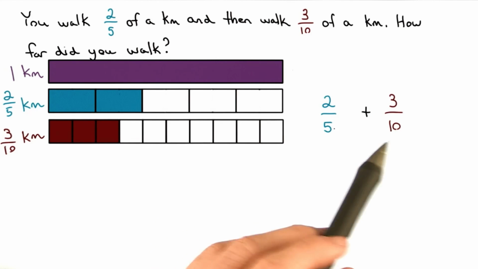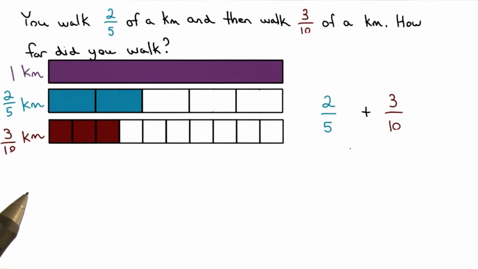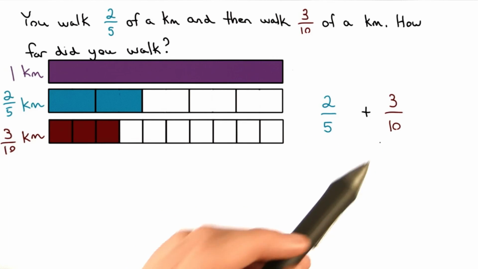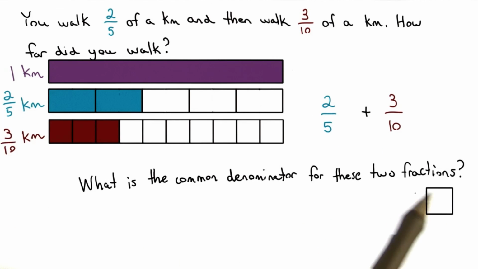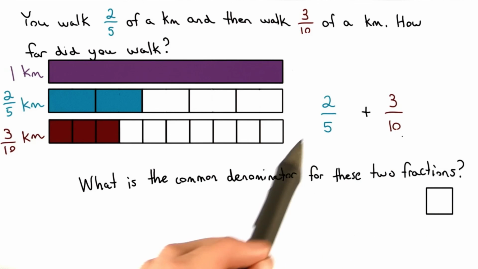Remember, I need to get a common denominator. So what do you think? What would be the common denominator for 2/5 and 3/10? You can enter your answer in this box here. Just give me only the denominator. What would you change tenths and fifths into?